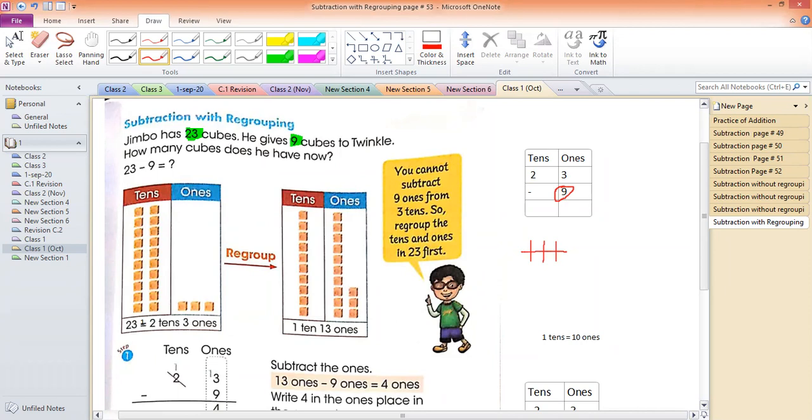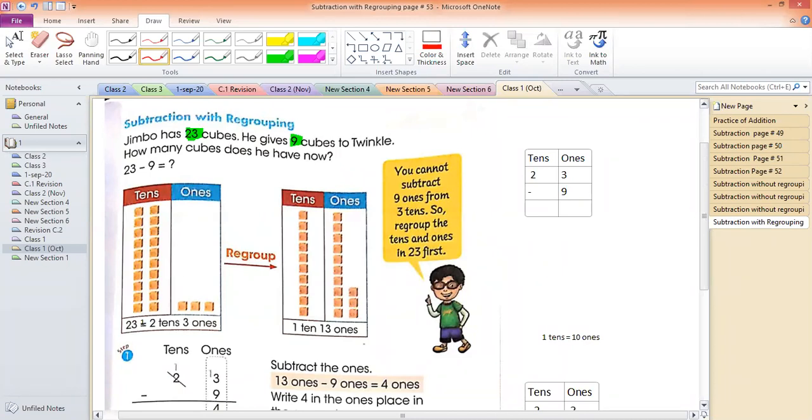From that, I get the idea that I cannot subtract a greater number from a smaller number, right? So what should I do now? Because I cannot subtract 9 ones from 3 ones, I will check in the tens. Now coming to the tens, guys. This is 2 tens. Look at this figure. This is now 2 tens.